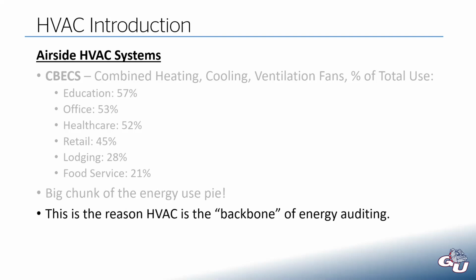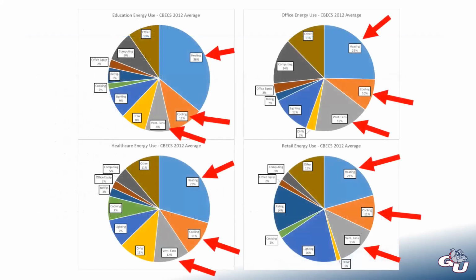And that's the reason why HVAC is the backbone of energy auditing on any commercial building. And that's why there's going to be so much focus on these kinds of systems from here on out. To put it visually, there are our CBEX charts. You can see those three components make up a really big chunk of the pie.